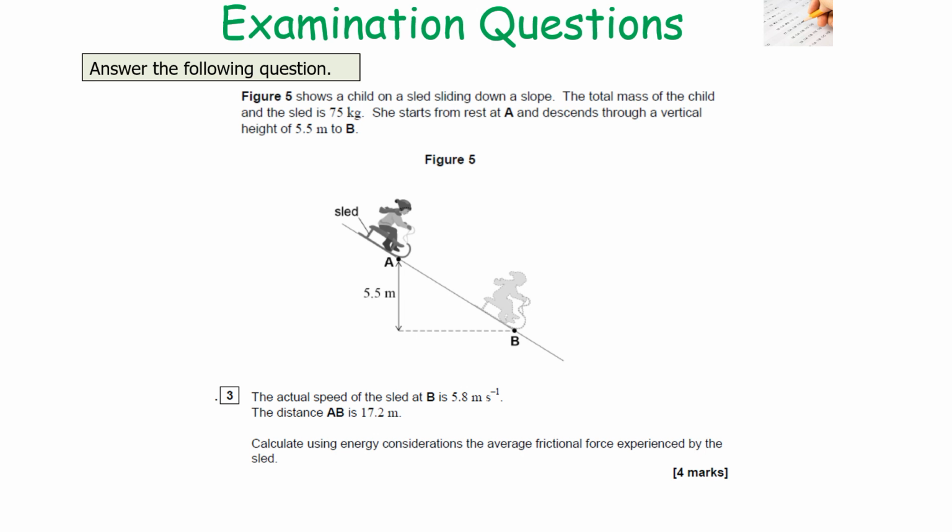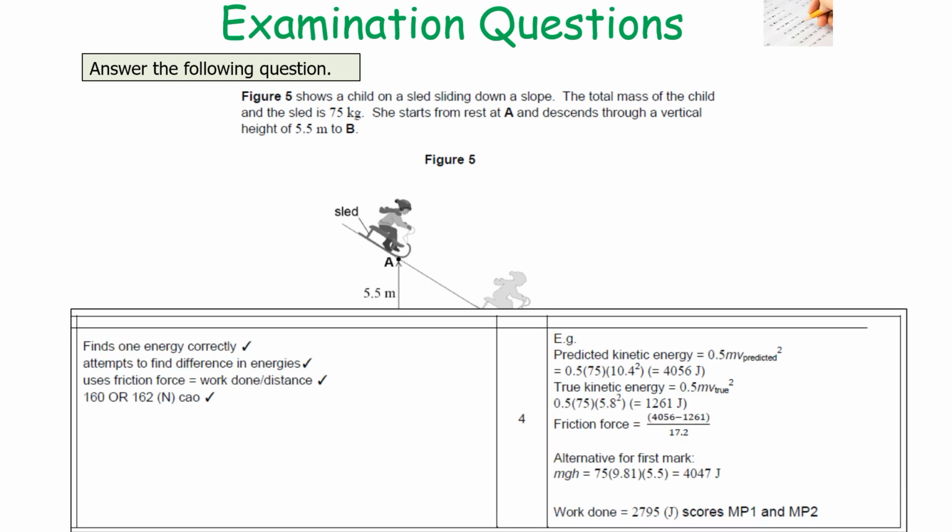Right, so how can you do this? What you would do is the same as before. You'd work out your potential energy at the start by doing mgh. You would then do your kinetic energy, which is a half mv squared, and work it through as such. Now what you want to do is find the difference between the two energy stores.